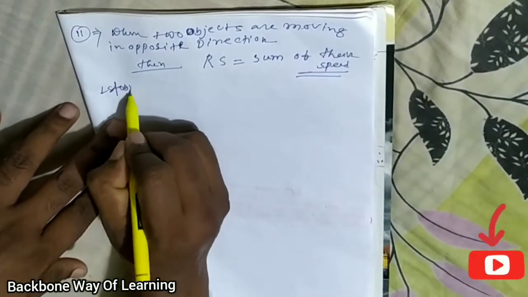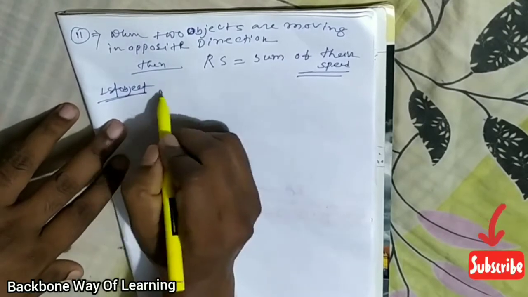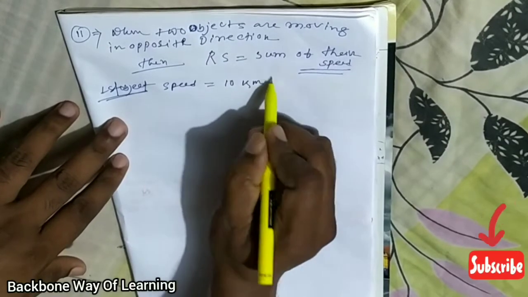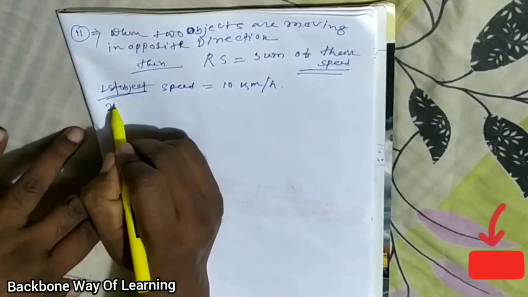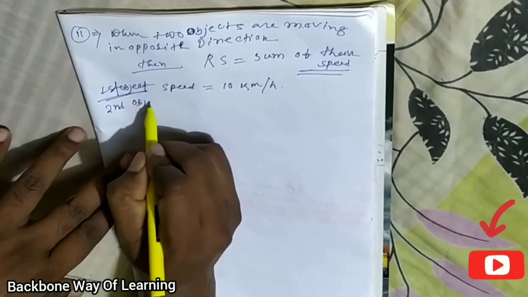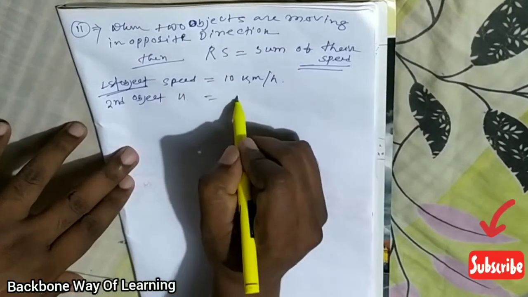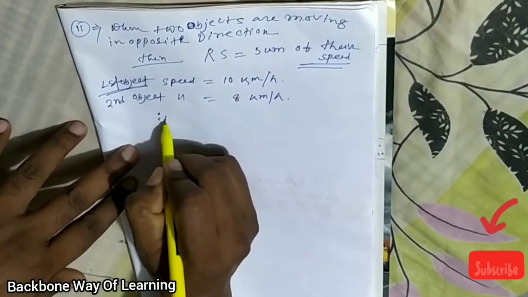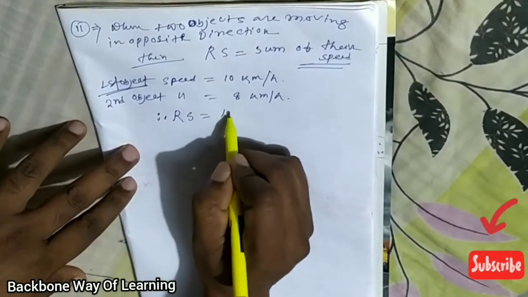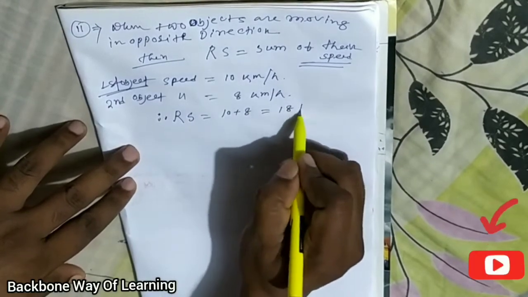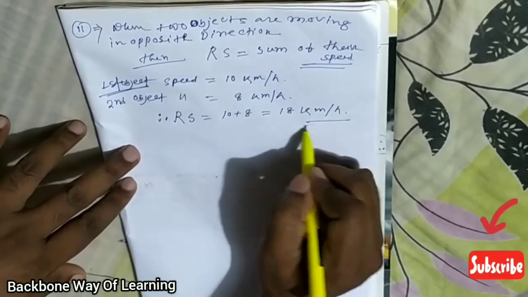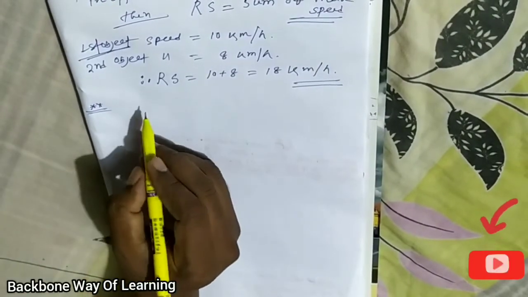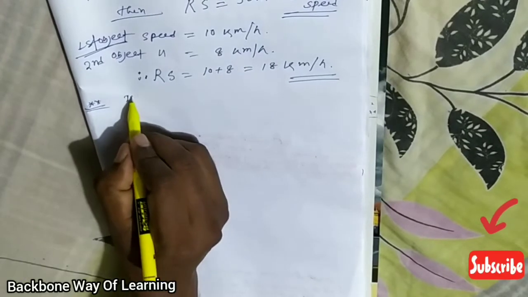As an example, let the first object's speed be equal to 10 km per hour, and the second object's speed be equal to 8 km per hour. Therefore relative speed is equal to the sum of their speeds, 10 plus 8 is equal to 18 km per hour.